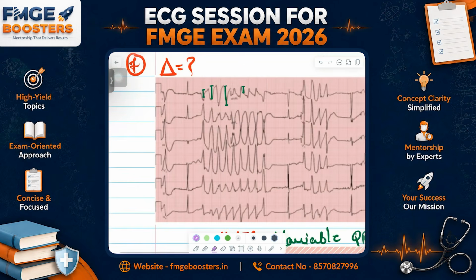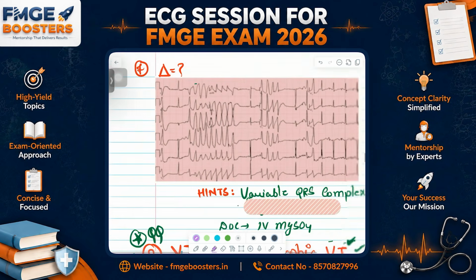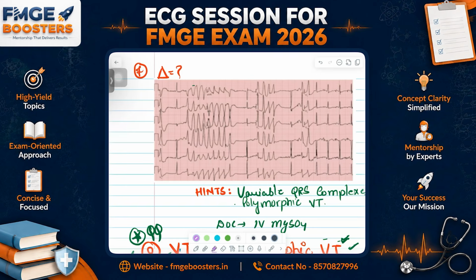Okay? Now tell me this. Here the morphology is not the same, right? The morphology of QRS is different. Of course, it is a problem of the ventricles only, but the morphology is different. So what is the diagnosis here? It is polymorphic ventricular tachycardia. First of all, it is tachycardia. Why is it tachycardia? Because it is less than 3 big boxes, right? Of course, when there is QRS, the problem will be in the ventricles, not in the atrium.